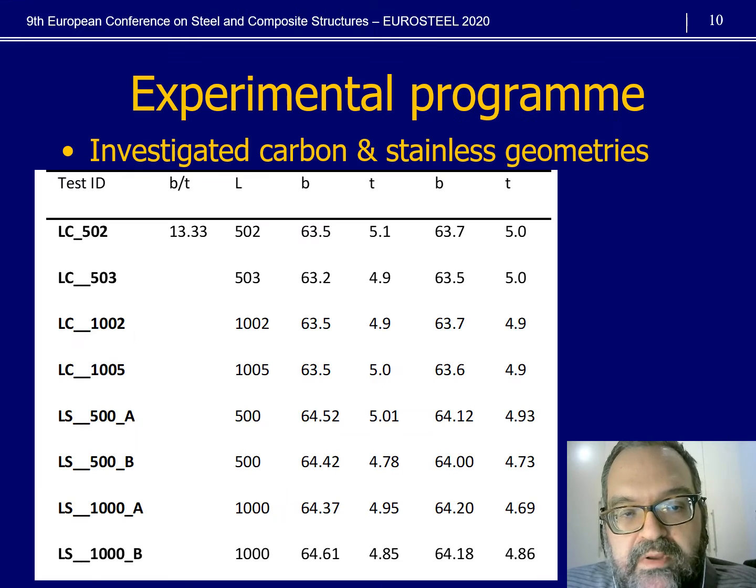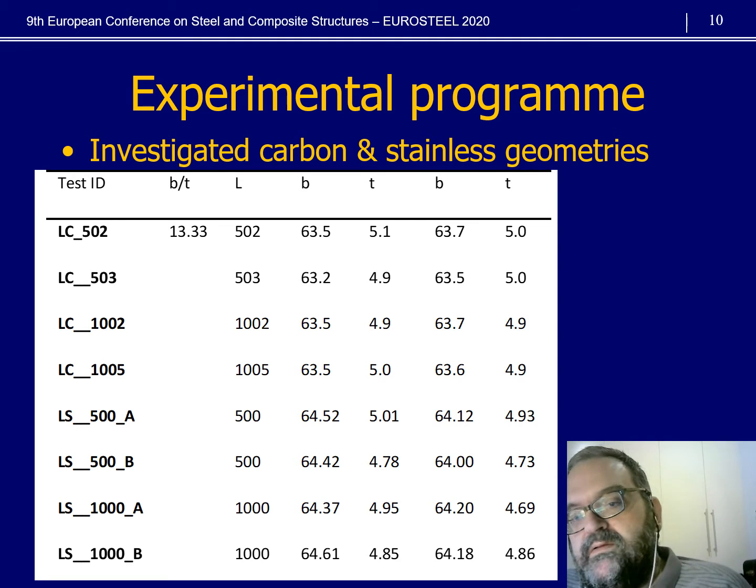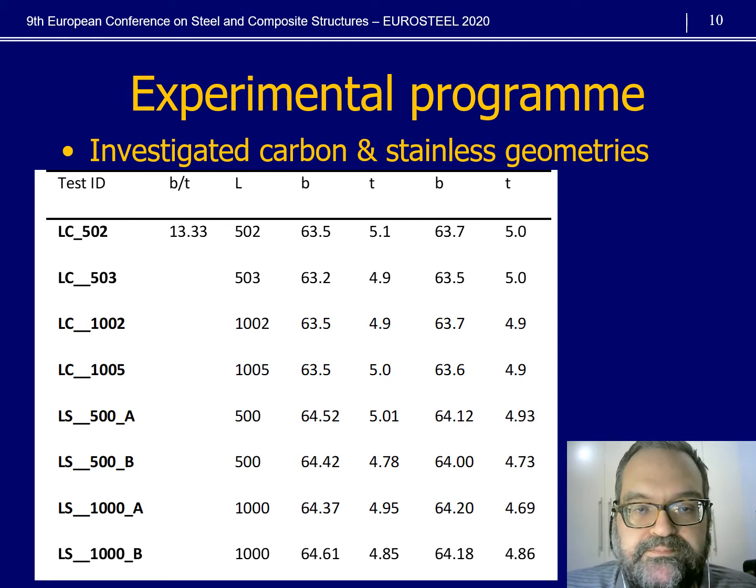We have a summary of the 8 tests that were performed in columns with 500 and 1000 millimeter heights that involved sections with a leg of 60 and a thickness of 5 millimeters in both stainless and carbon steel.